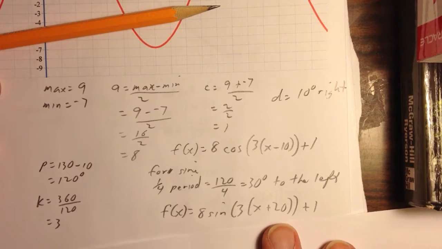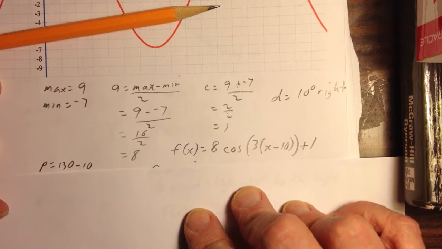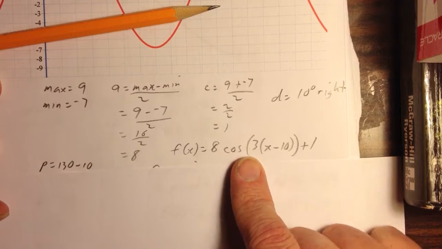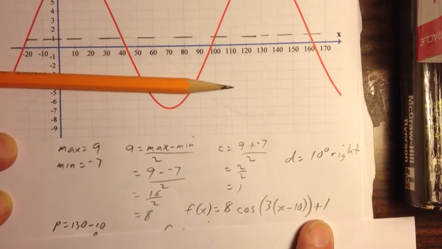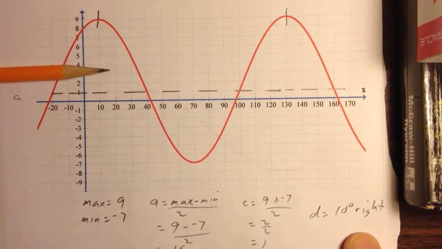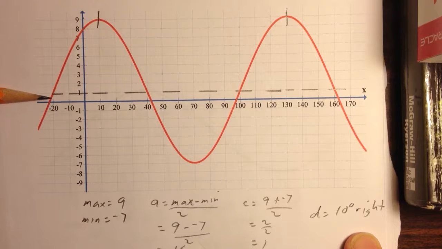Taking those pieces together now, if we look at it in terms of cos, we get 8 cos 3(x minus 10) plus 1. Now if I want to look at it in terms of sine, sine is going to start where the curve is on the axis of symmetry, which is right here, and it'll go to here.